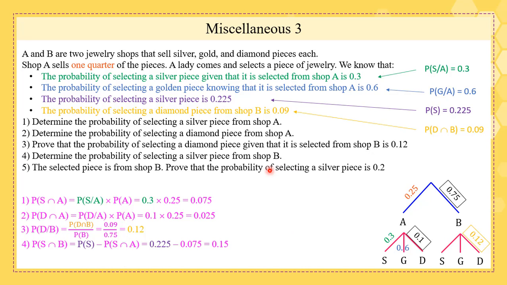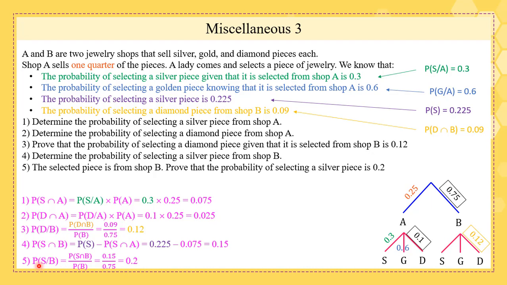Now the selected piece is from shop B. Prove that the probability of selecting a silver piece is 0.2. This is a conditional probability. We need the probability of S given B, which is the probability of S intersection B over P of B. We know the probability of S intersection B from part 4, which is 0.15, and we know P of B, which is 0.75 from the tree, and this would be 0.2.